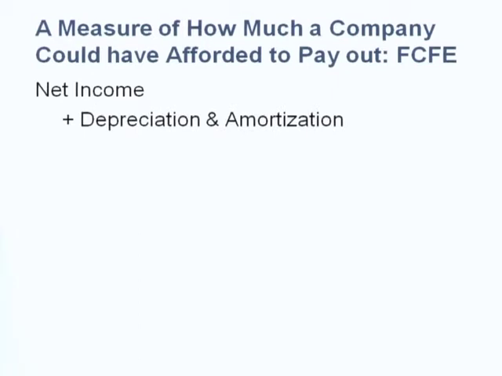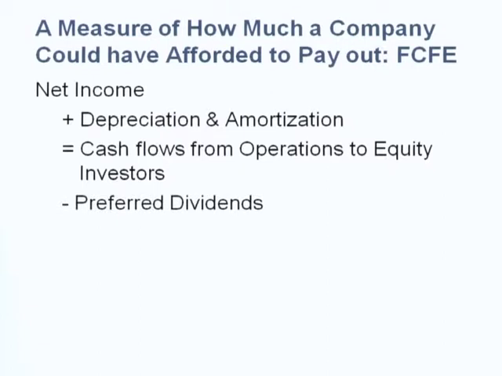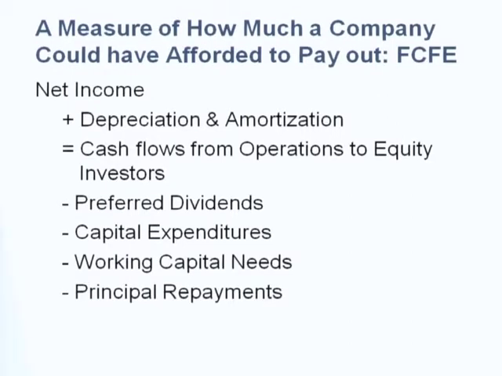Net income adjusted with depreciation and amortization equals cash flow from operations to the equity investor, minus preferred stock dividend, minus capital expenditure, because this will go net to common stockholders. Subtract working capital needs, subtract principal repayment. Maybe you call your bond, maybe you call your preferred stock as well.